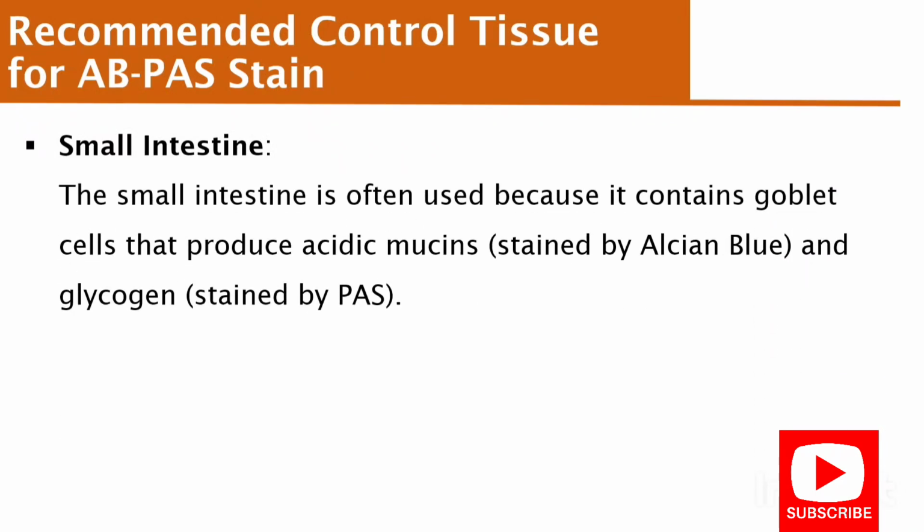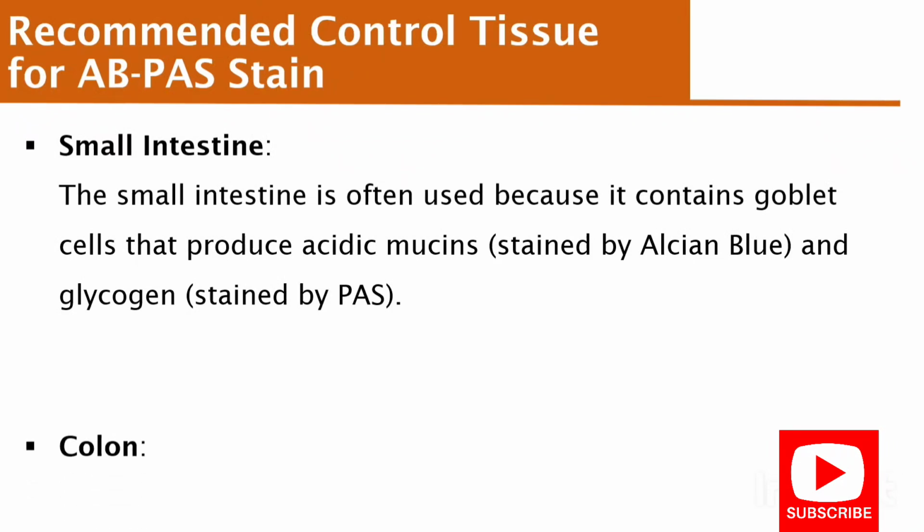We use small intestine because it contains goblet cells, and these goblet cells produce acidic mucin. And this acidic mucin will then be stained by what? Alcian blue. Remember that the Alcian blue will stain the acidic mucin, while the PAS will stain glycogen. So now what it means is that the small intestine has goblet cells, and the goblet cells produce acidic mucin, which is going to be stained by the Alcian blue, and it also contains glycogen, and this glycogen is going to be stained by what? PAS. I hope that makes sense.